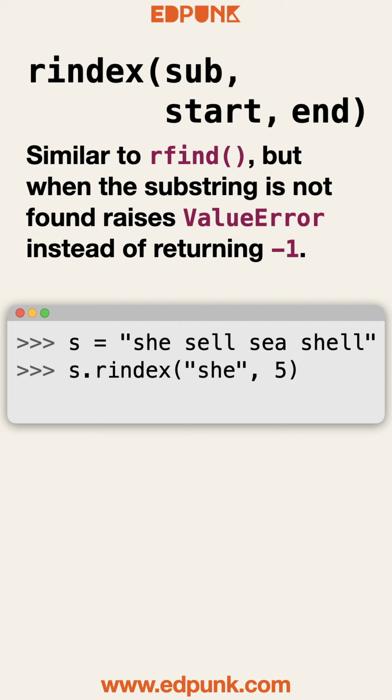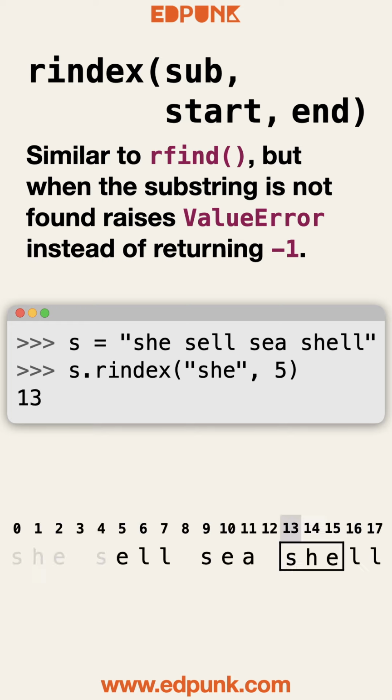Let us take another case where we execute s.rindex she, 5. Now, the new search string starts at index 5. The method is able to locate an occurrence starting at index 13, after which there is no more occurrence, so it returns 13.